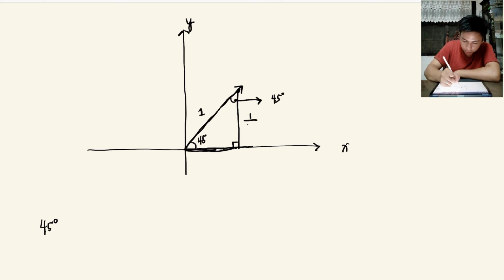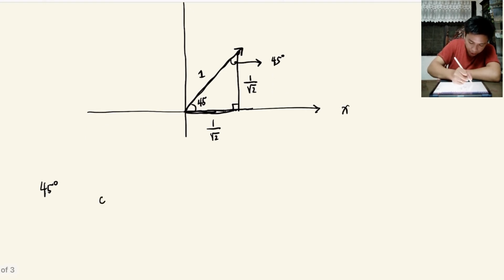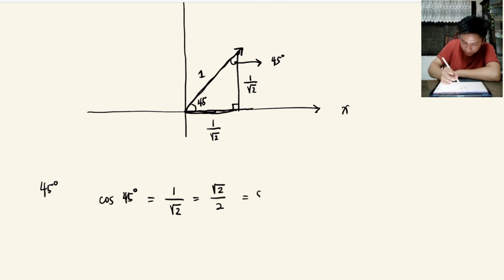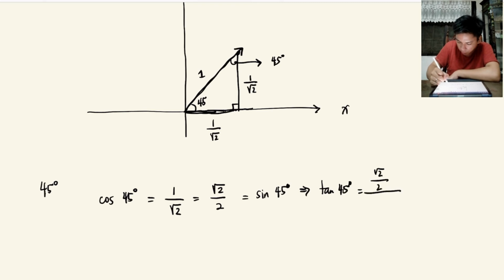So that is 1 over square root of 2 here, and this is 1 over square root of 2 here. So meaning to say that our cosine of 45 degrees is the same as 1 over square root of 2, or we can say that this is square root of 2 over 2. And that's the same as sine of 45 degrees. And so our tangent of 45 degrees is square root of 2 over 2, all over square root of 2 over 2. So cancel them out, we are left with 1.